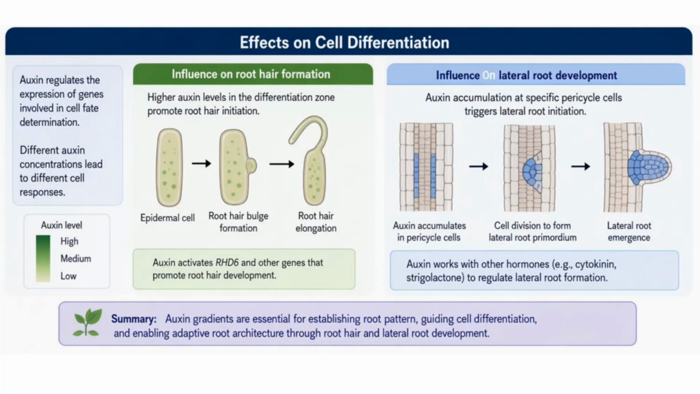The summary banner at the bottom encapsulates this beautifully. Auxin gradients are essential for establishing root pattern, guiding cell differentiation, and enabling adaptive root architecture through root hair and lateral root development. This is the key takeaway from this slide. Auxin is not just a growth promoter, it is a spatial patterning molecule.